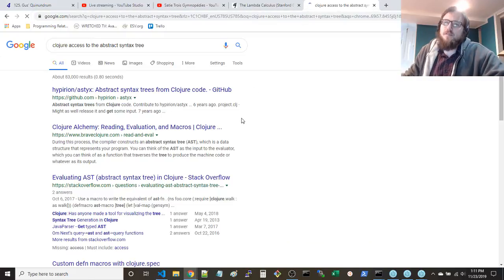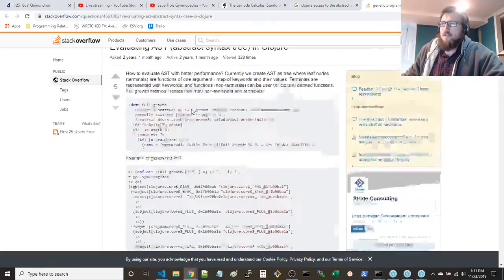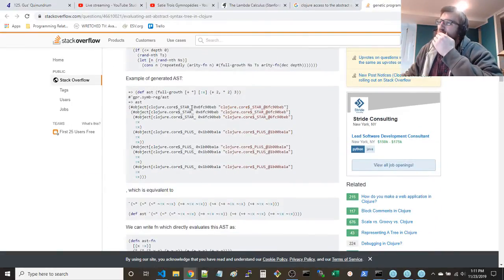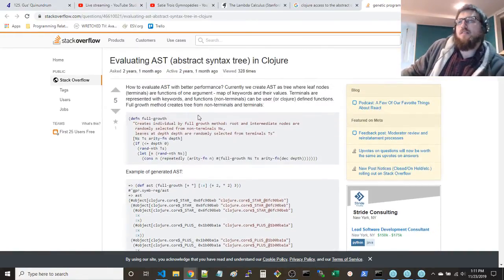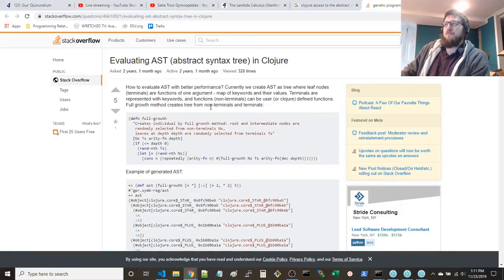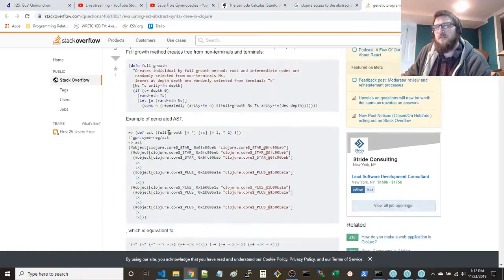Let's see, can we do something like this? Reading, evaluation, and macros, allowing AST and Clojure, genetic programming. Stride. Wow. How to evaluate AST with better performance. Currently we create AST as a tree where leaf nodes are functions of one argument. Full growth.